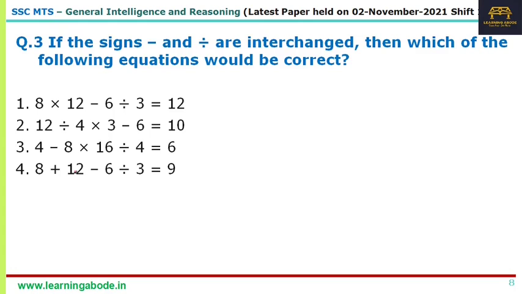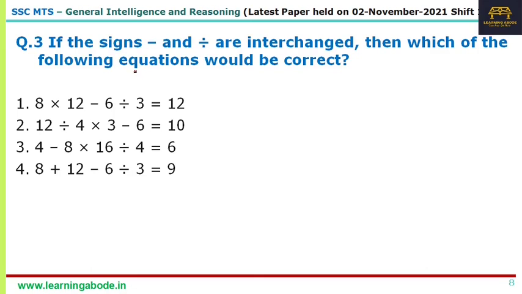Now the third question: if the signs minus and division are interchanged, then which of the following equations could be correct? Sometimes you can solve without substituting in each of the options, but sometimes you have to substitute. And this is relatively easier. Sometimes you are given one equation and asked which two symbols to interchange to get the given solution. In that case it becomes a little more time consuming than this.